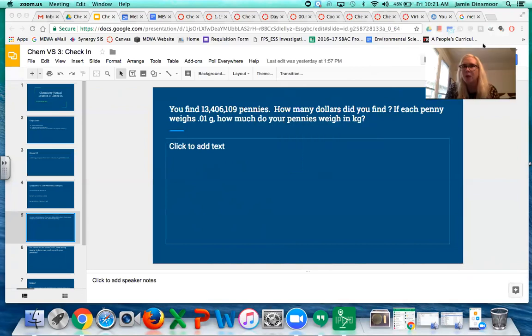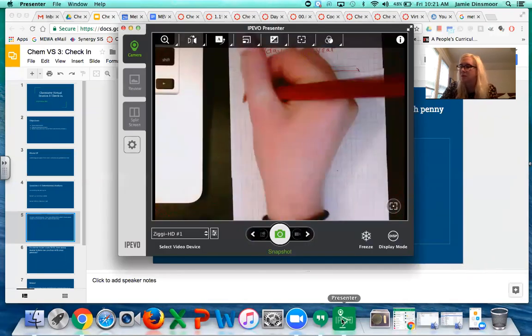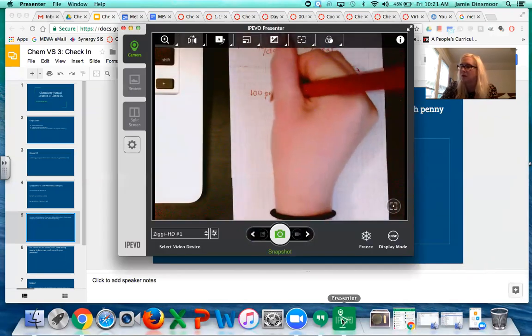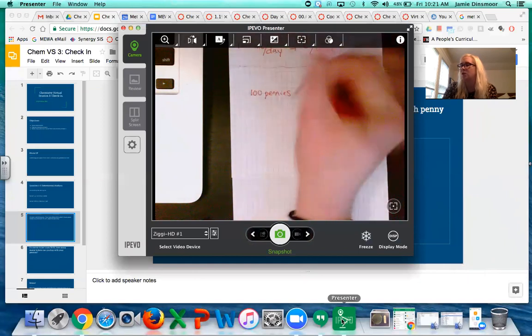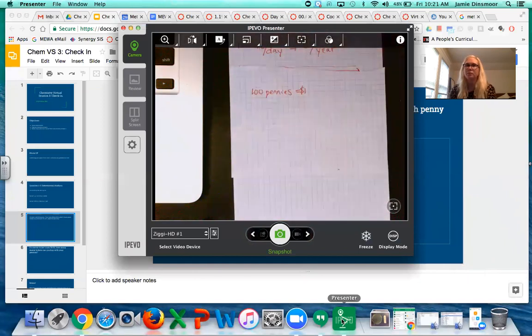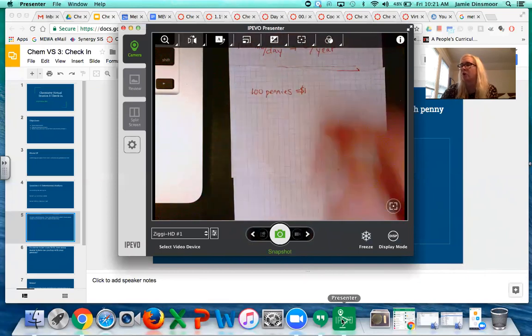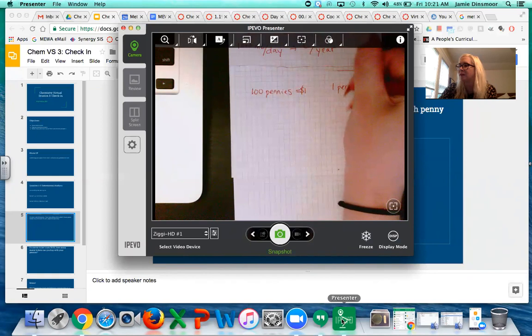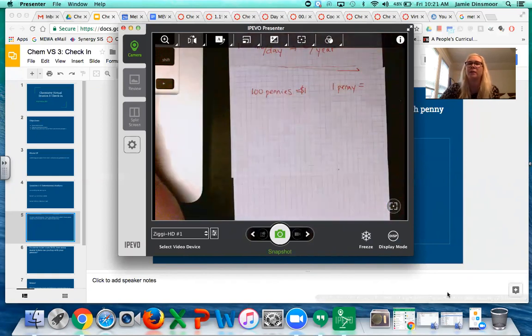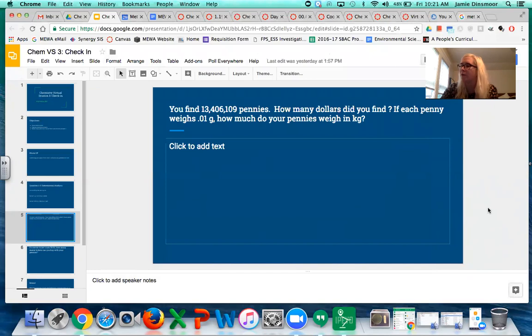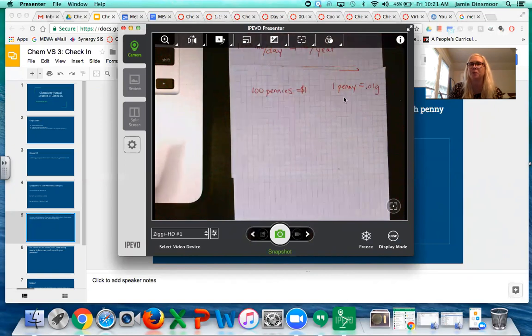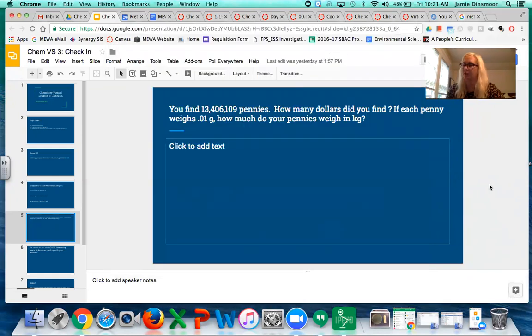There we go. Okay, so we know that there are 100 pennies in $1. So that's going to be an important conversion here. They're also telling us that 1 penny equals 0.01 grams. So those are two conversions that we're going to need. 1 penny equals 0.01 grams, and 100 pennies equals $1. So see if you can solve this question.